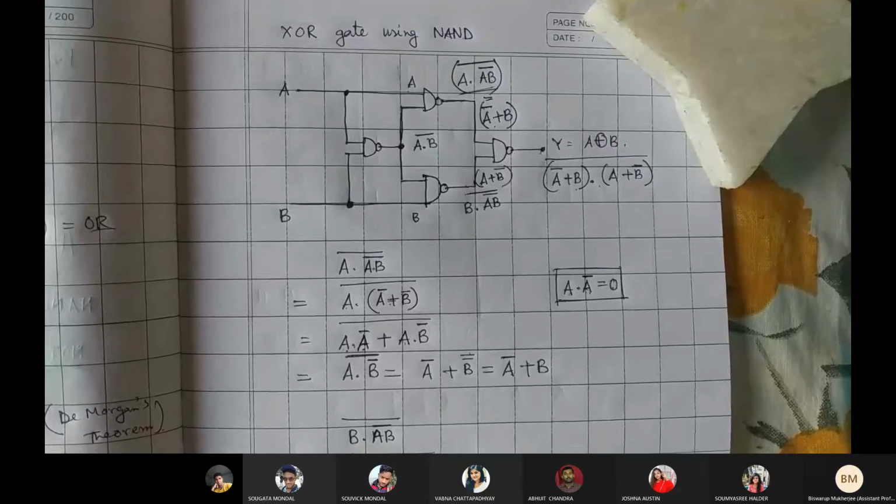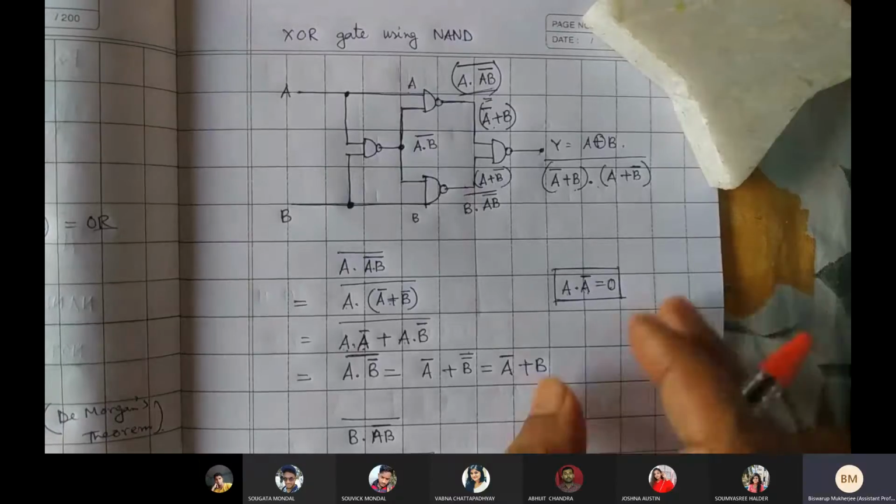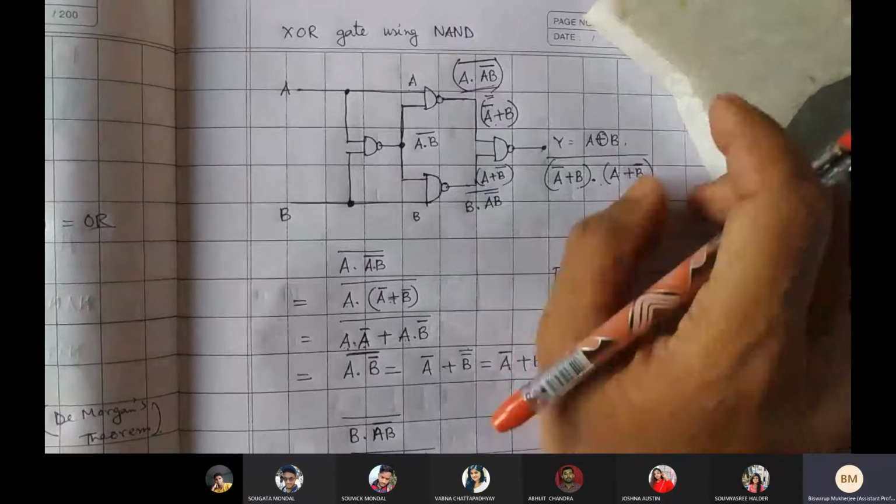Similarly, if we have to make an XNOR gate using NAND, the next step is how to make an XNOR gate using NAND.